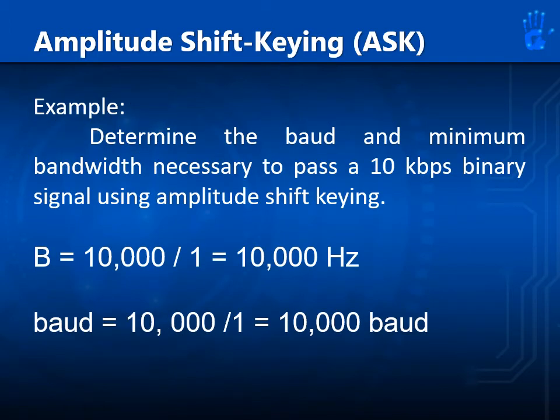Let's take a look at an example. Determine the baud and minimum bandwidth necessary to pass a 10 kilobits per second binary signal using amplitude shift keying.